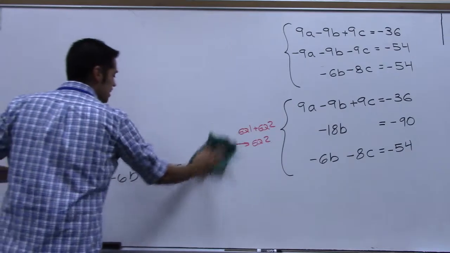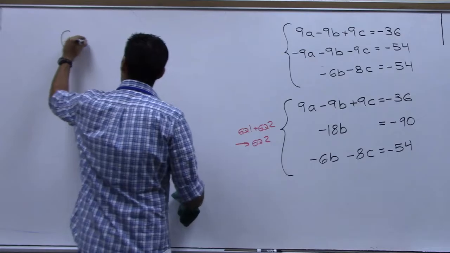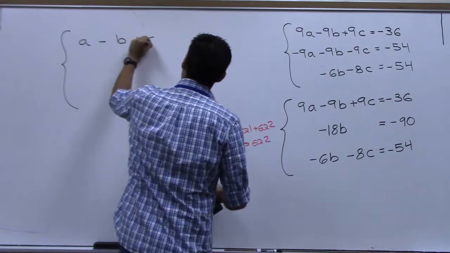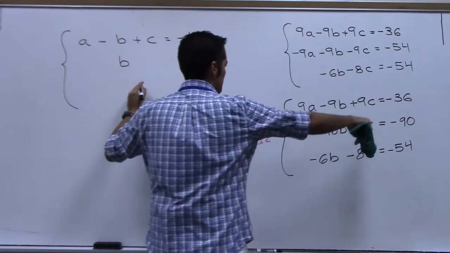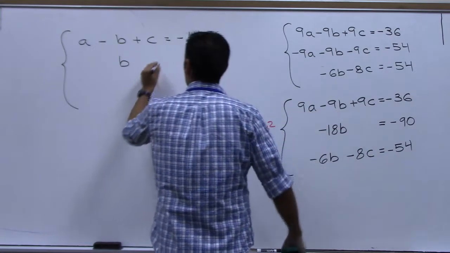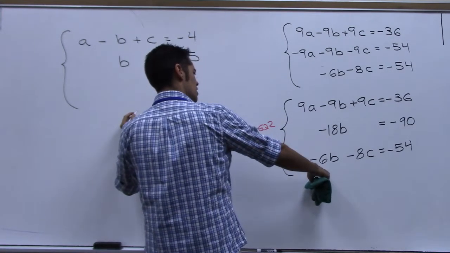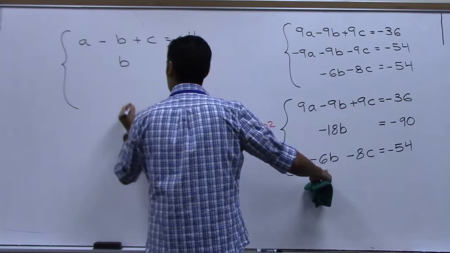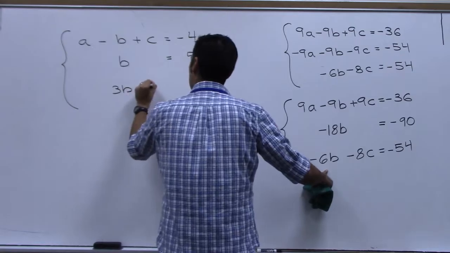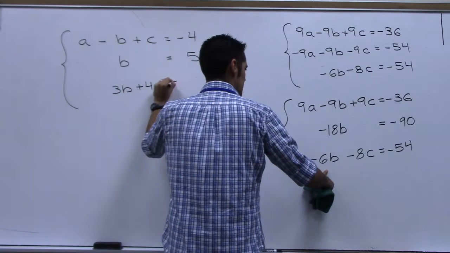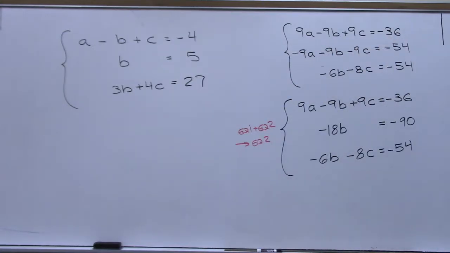But I'm going to do something to this system before I start back substituting. Let's see if you're okay with this. A minus B plus C equals -4. Does 18 go into 90? Yes, 5 times. B is 5. And then this one, 2 goes into all those, so I'm actually going to go 3B plus 4C equals 27. So what did I do here? Tell me what I did.